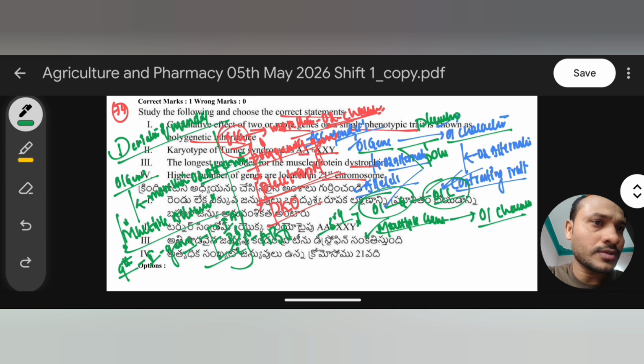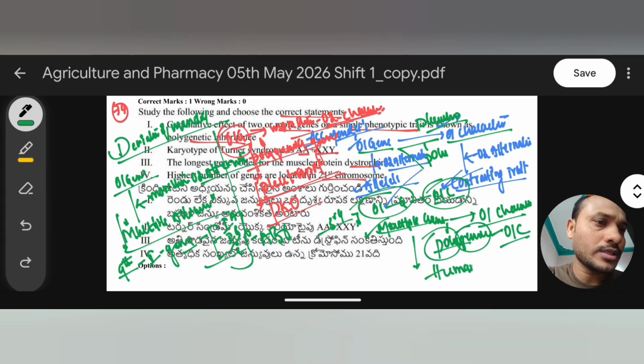How? One gene expresses only one character as per Mendel, but here one gene expresses more than one character, that is pleiotropic. And one character expressed by more than one gene is polygenic. The name itself suggests it: poly means more, so polygenic genes are more genes expressing only a single character. The best example we have is human skin color.